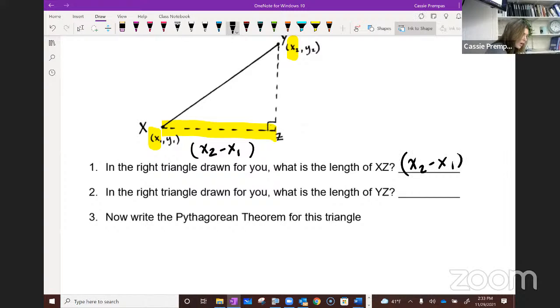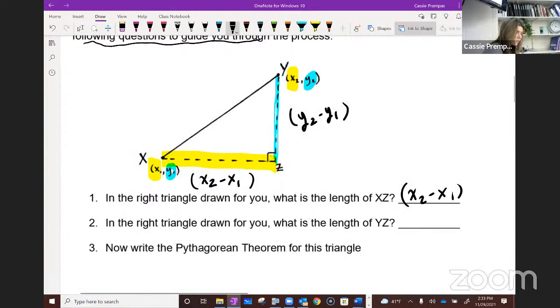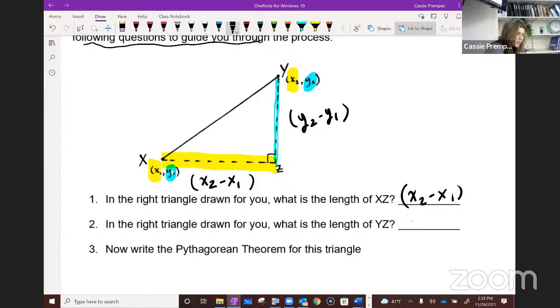Okay, in the same way, if I was to write the distance up and down using those coordinates, I would now want to use the y's. What could I do with y2 and y1 to represent this distance here? Caleb? Y2 minus y1. Nice. Y2 minus y1. So go ahead and answer the second question in that way. In the right triangle drawn for you, what is the length of yz? Y2 minus y1.